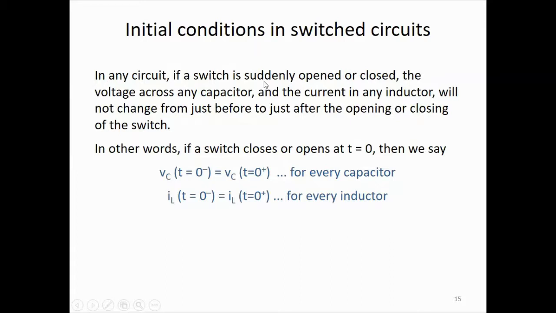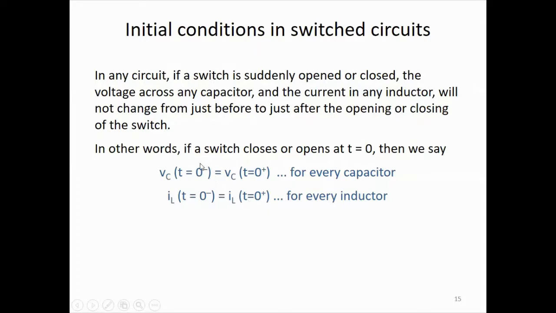Because a switch is closed or opened suddenly, but that sudden change will not allow capacitor voltages and inductor currents to change instantaneously. What that means is that when a switch opens or closes at t equal to 0, the capacitor voltage just before the switch closed and the capacitor voltage just after the switch closed will be equal, because it cannot change. If it had changed, it would require infinite currents, and that's not possible. And similarly for inductor currents.